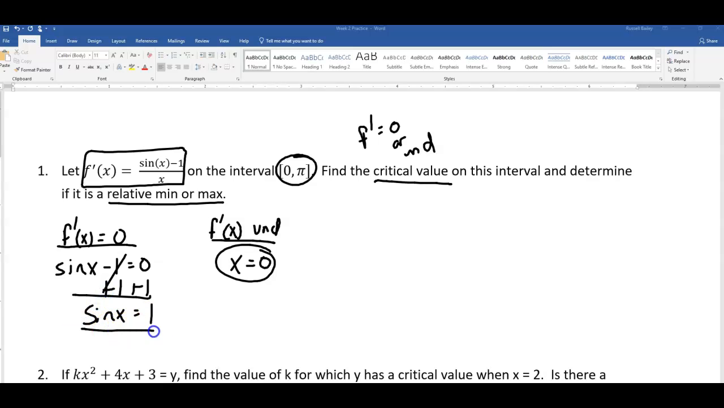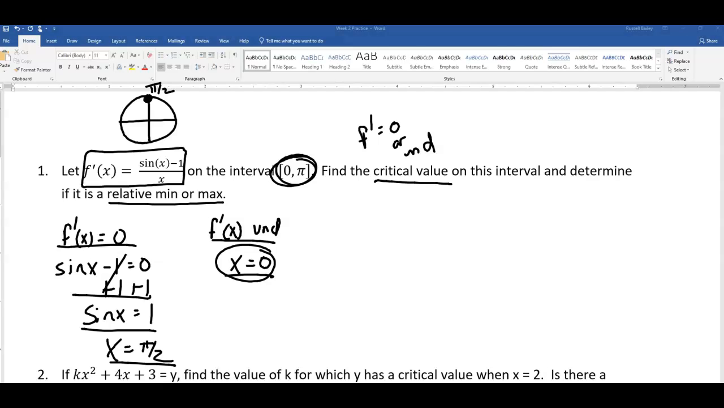And then we just need to solve this trig equation. Where does sine equal 1 on the unit circle? Sine equals 1 up here at the top, and that is at pi over 2. And so we have x equals pi over 2. And since we are working on this interval, both of these are on that interval. And so those are our critical values.